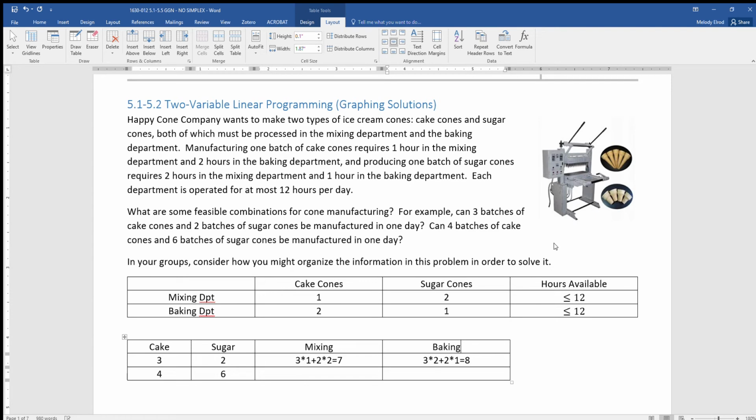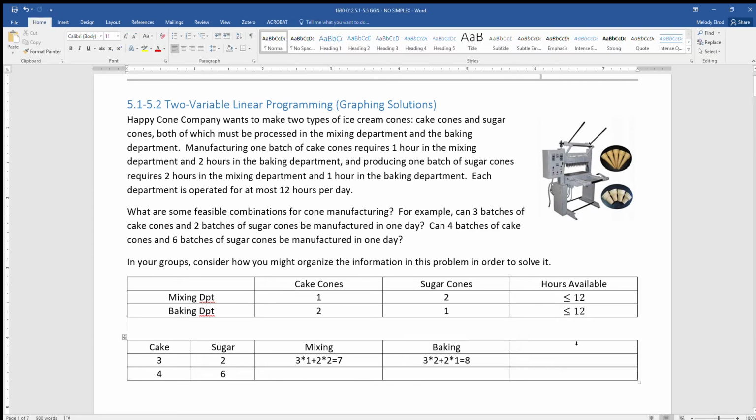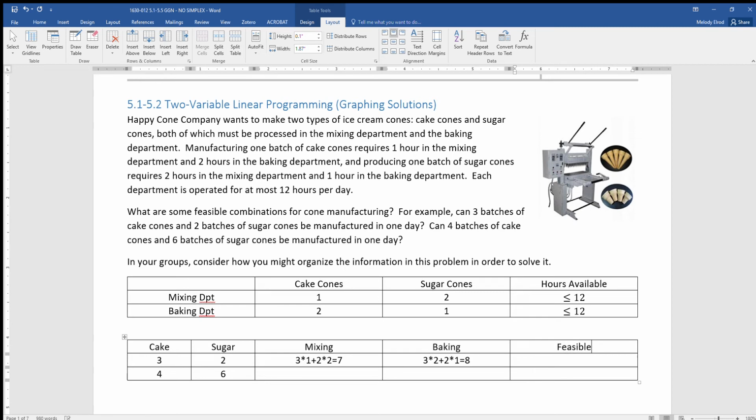Let's add a little column over here to the right. Is it feasible? In this particular case, yes, we can do that, because we didn't exceed 12 hours in either one of these departments. Over here, same kind of thing happens, only now we need 4 batches times that 1, 6 batches times that 2. So already we're exceeding our limitations because we've got 12 plus 4, which is 16 hours, which is not going to work. We can double check that over here, but we already know it can't work.